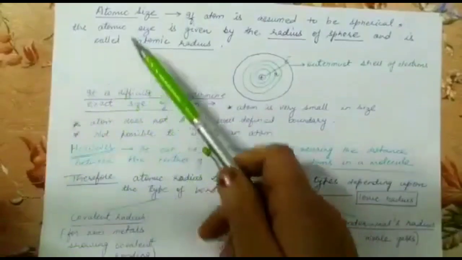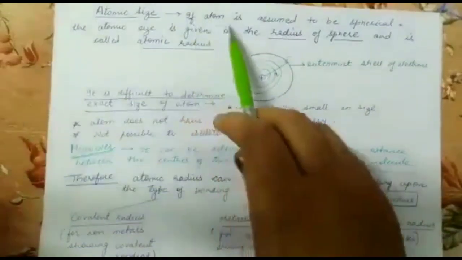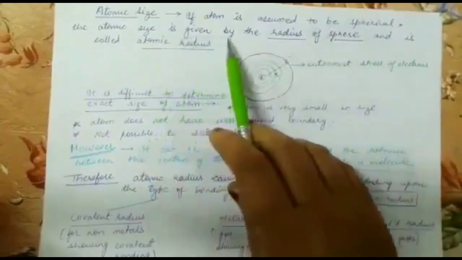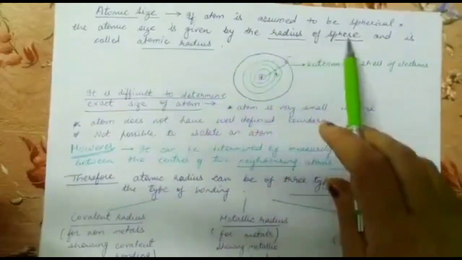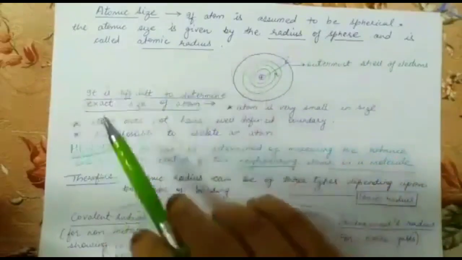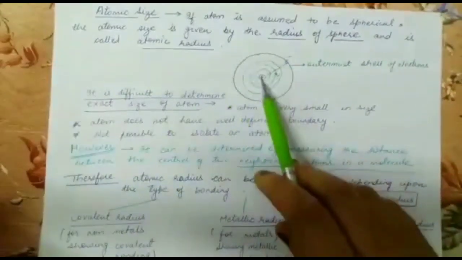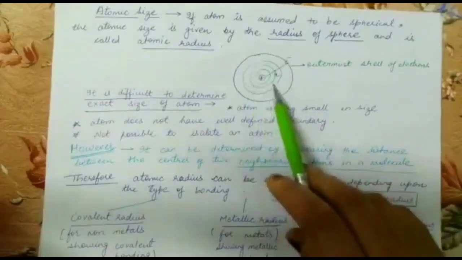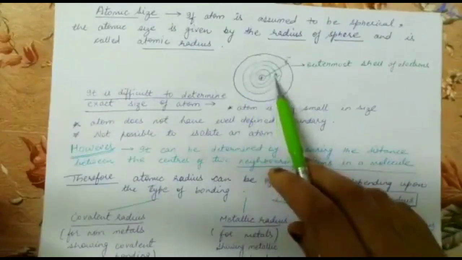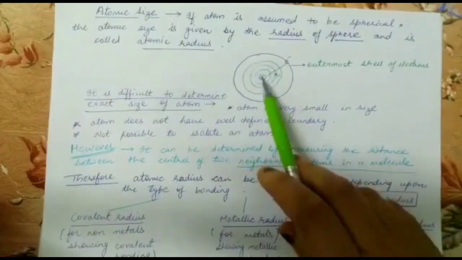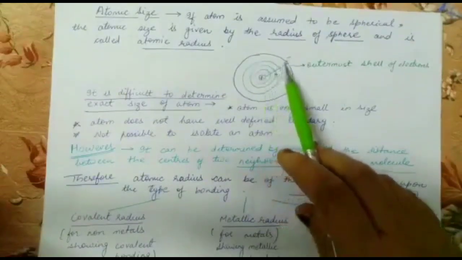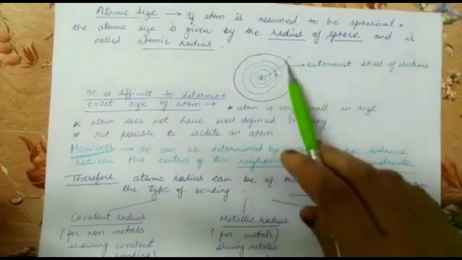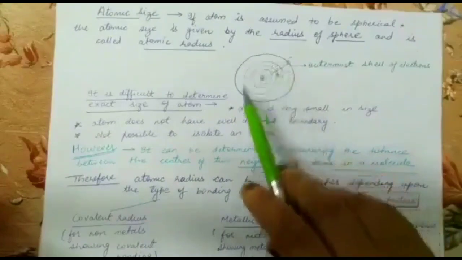Now what is the meaning of atomic size? If an atom is assumed to be spherical, atomic size means the radius of a sphere, and it is also known as atomic radius. Now see, this center is your nucleus. Your nucleus is surrounded by a number of shells. So what is atomic radius? Atomic radius means distance from the nucleus to the outermost shell containing electrons. So this is atomic radius and it is also atomic size.